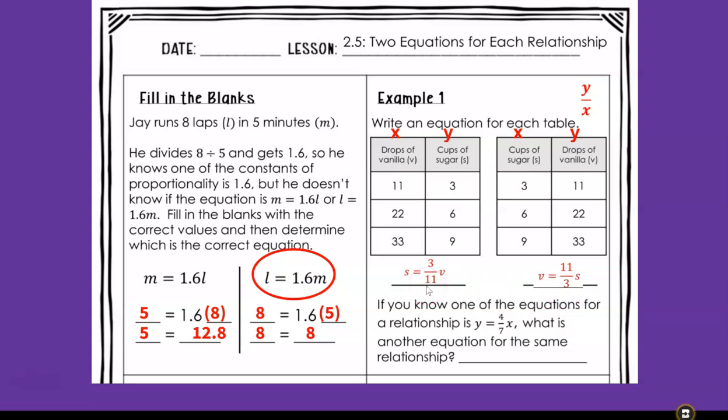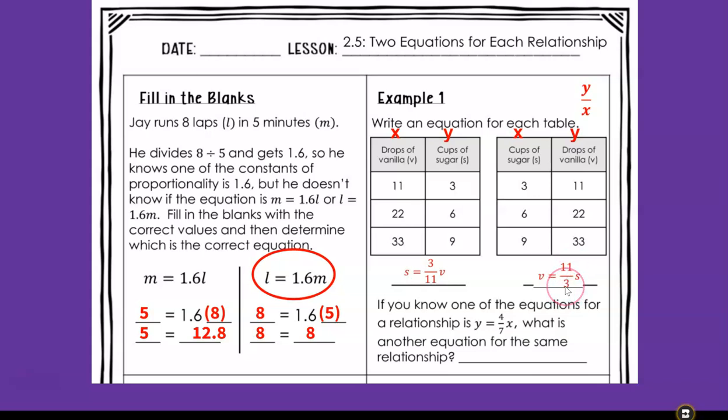Look at that compared to the other equation. What do you notice about those two fractions? These two fractions are reciprocals, okay? So every table has two equations. So this one table, I could have written the table one time, and I would have had these two equations for it. When we write the second equation, we take the reciprocal of the constant of proportionality.